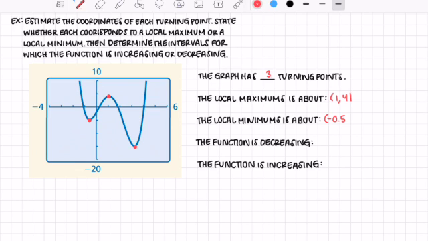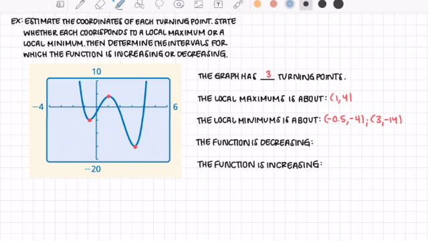And again, this is just kind of rounding it out. There's not really an exact number because we're not actually given a graph that allows us to have exact numbers. The other ordered pair that we have is over here. This is another local maximum. This point is around (3, -14). Okay. And so based off of our ordered pairs here, I'm going to identify where the function is decreasing and increasing.